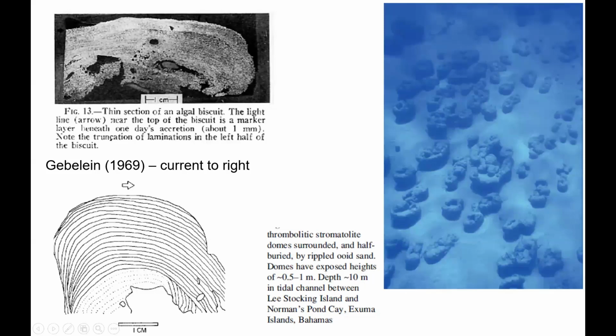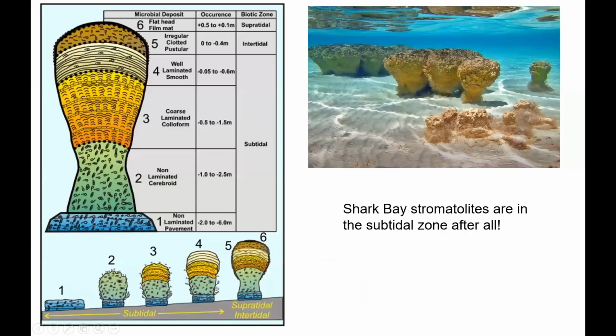Yes, but Brian Logan found them in the intertidal environment, didn't he? Well, actually, when you look in the subtidal environment, there they are. And actually, that's where they grow. So these big club-shaped stromatolites in the intertidal zone are relics. The sea level has relatively fallen in that local area. They grew when it was covered in water. They're now stranded in the intertidal zone. It wasn't where they grew.